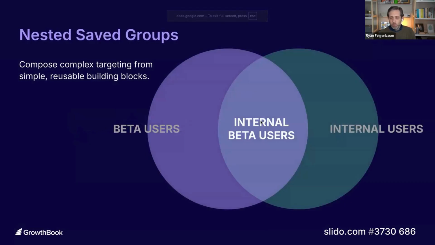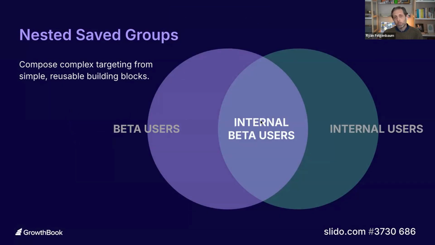And one of the new things that we introduced, which is pretty cool, is nested saved groups. If you're not familiar, we have this concept of saved groups, which allows you to make either dynamic or static targeting rules. Basically, like the example here, you could define a saved group that is beta users, and then use it in any kind of feature flag targeting or experiment targeting.